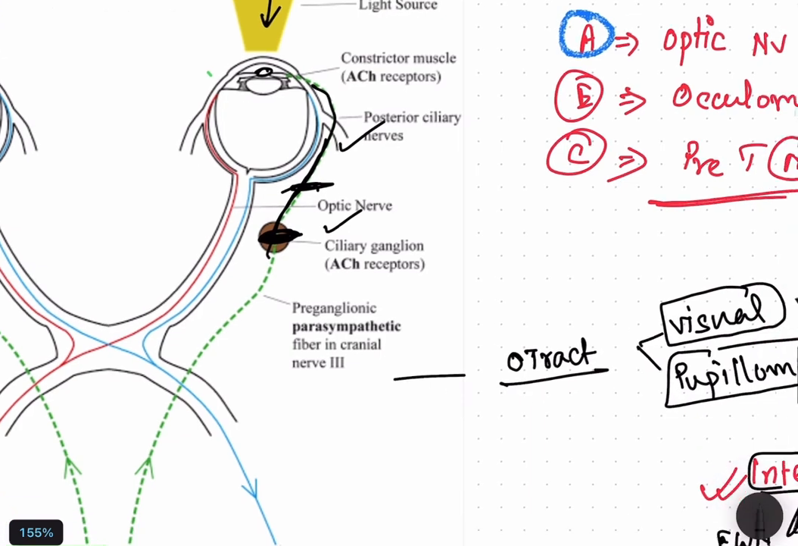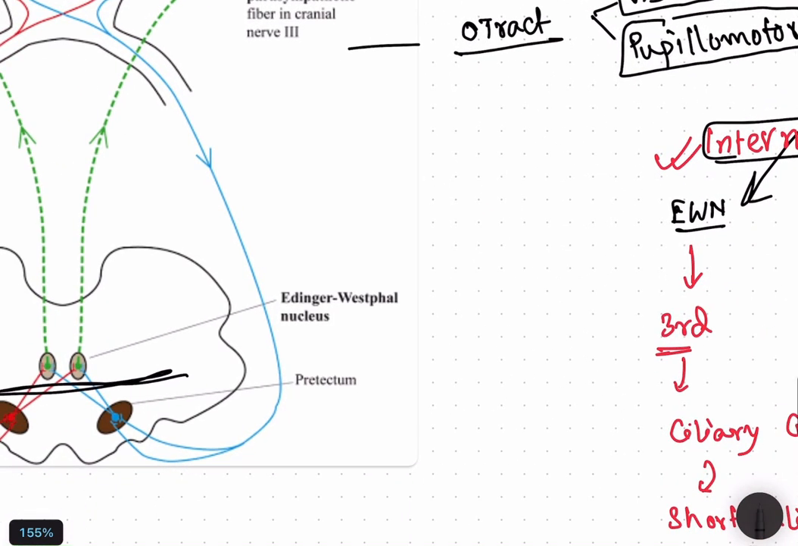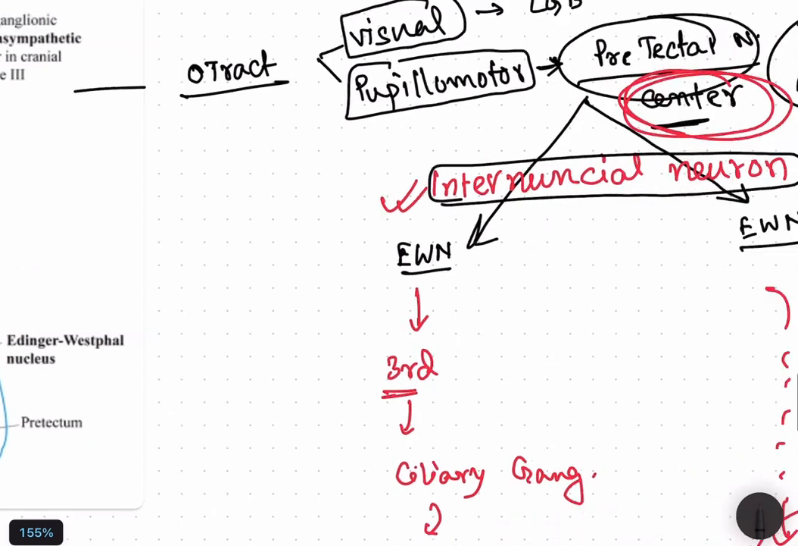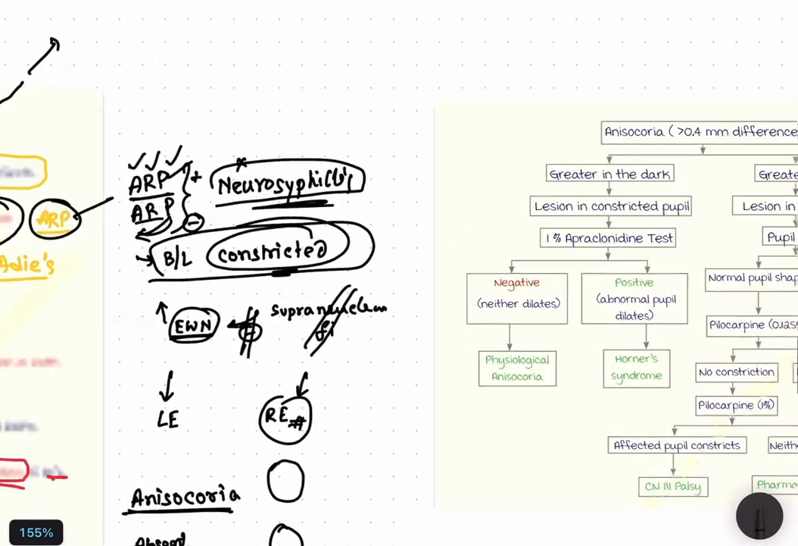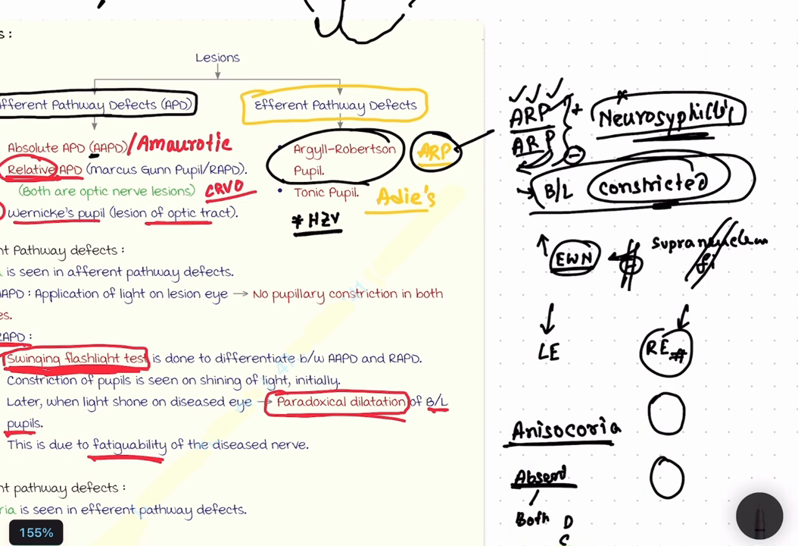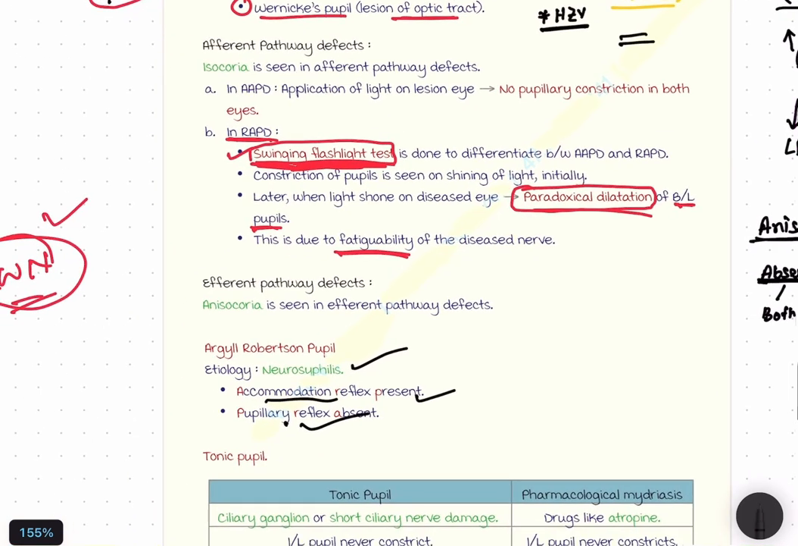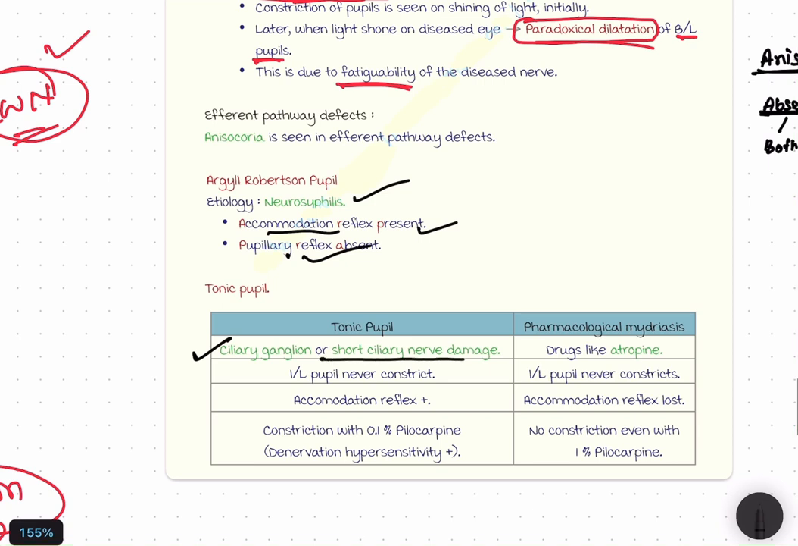Supposing I am giving atropine to a normal eye. Once I give atropine to the normal eye, what happens? The pupil will dilate. This patient presented to me, how will I differentiate whether it's a tonic pupil or Adie's pupil, or it's already a pharmacologically mydriatic pupil? This is very important. So in tonic pupil, there is pathology in the ciliary ganglion or short ciliary nerve. So if I see that the accommodation reflex is preserved, then it is a tonic pupil.